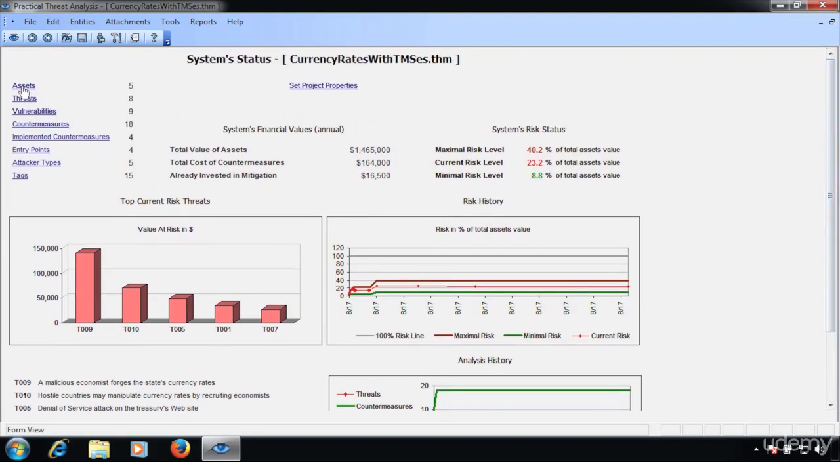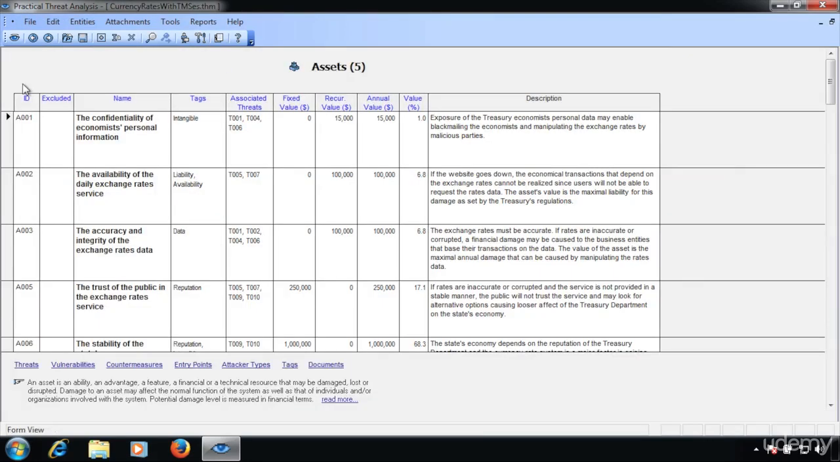Now we're going to go see our assets. In any risk assessment project, you have your assets, your threats, and your vulnerabilities. These are the main project entries. Based on these entries, you can define the countermeasures, implementations, and so on. Let's take a look at the assets.